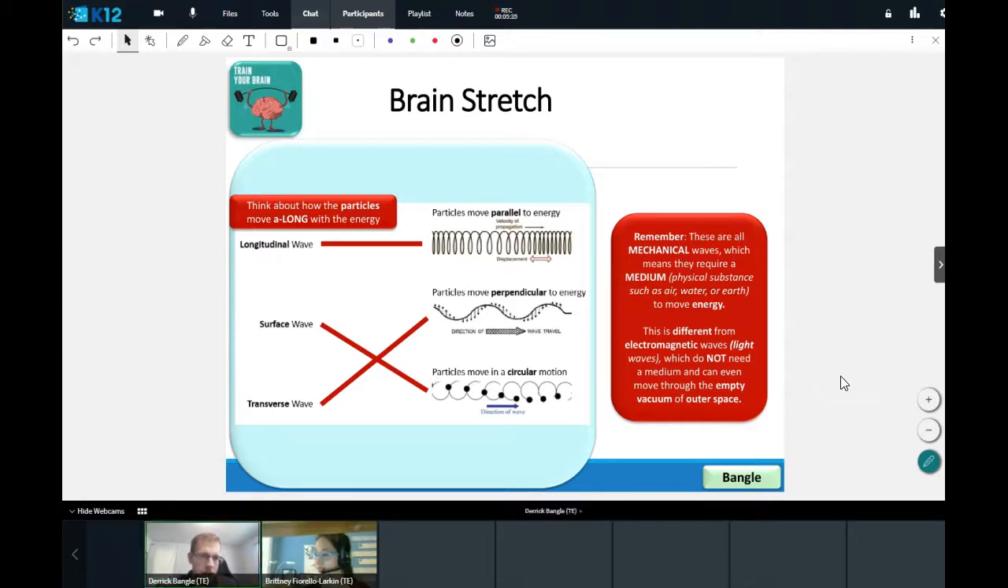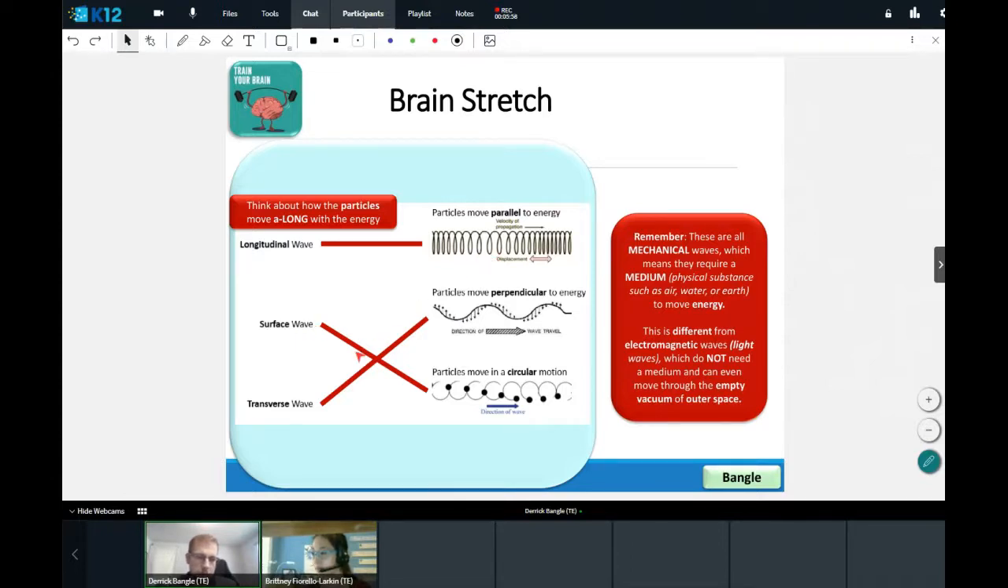All right, so thinking about the different types of waves, right? So a longitudinal wave, the memory trick we have is thinking about how the particles move along with the energy. So that would be the top option right here with the spring, how the coils of the spring are contracting along the same path where the energy is moving, kind of like the particles.